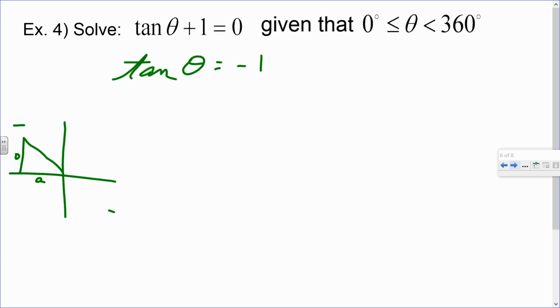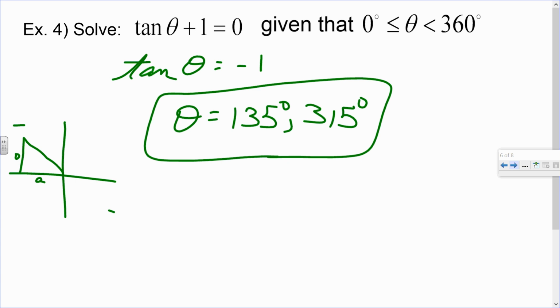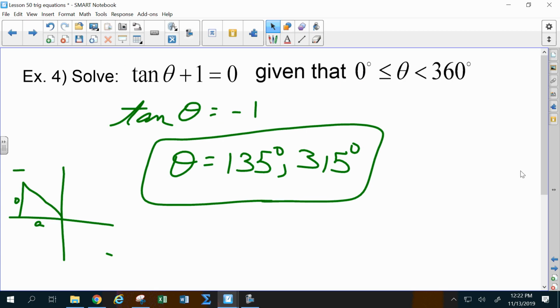So what's my reference angle? 45. So what's my degree for the second quadrant? And for the fourth quadrant? How much? Any questions with that? Okay, then that wraps up the note-taking for today.